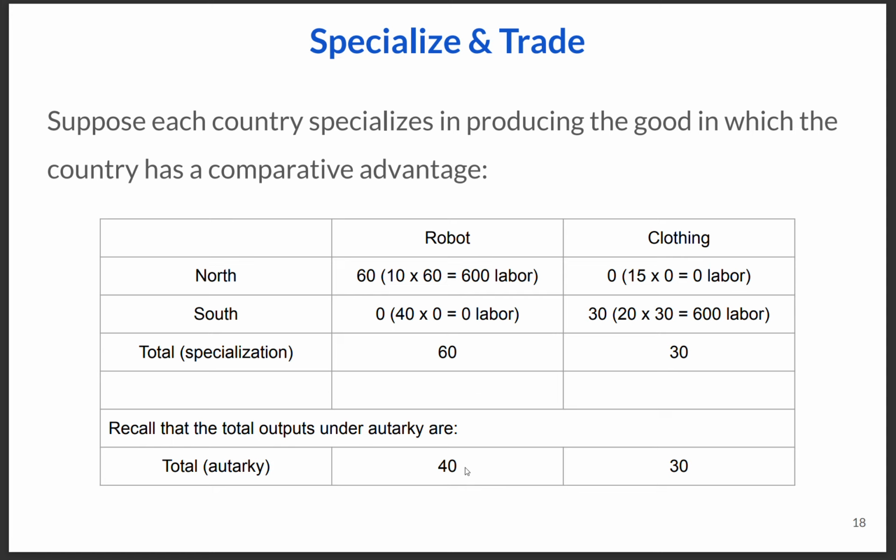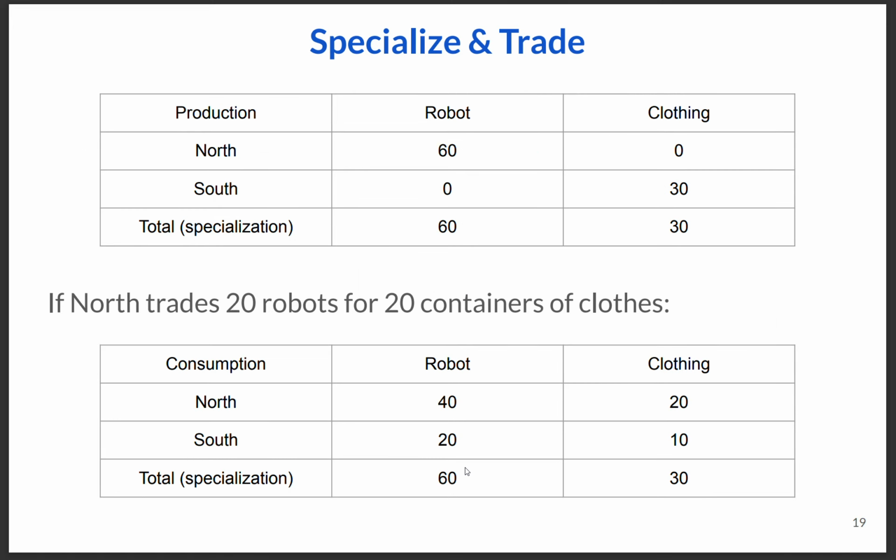Now suppose that the North trades 20 robots for 20 containers of clothes. That is, the robot's price is 1 relative to a container of clothes. With this international trade, even if each country only produces one good, both consume both goods. Moreover, if we look at how many clothes and robots they consume, each country consumes more than under autarky.